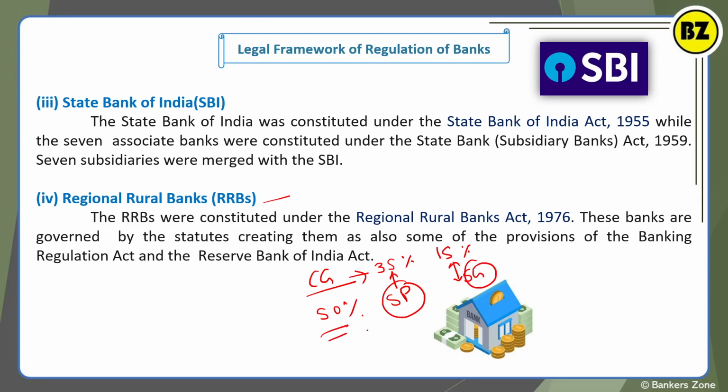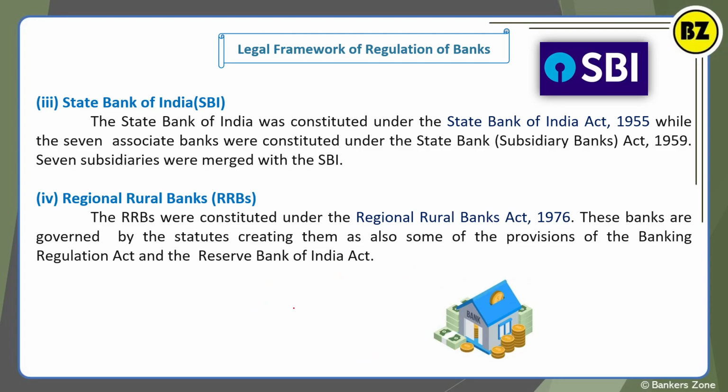50% by the central government, 35% by the sponsored bank, and 15% by the state government. Okay, respective state governments. So indirectly you can say who is the majority owner? Central government, because the sponsored banks are also owned by the central government. Okay, so we can say these are mainly controlled by the central government.